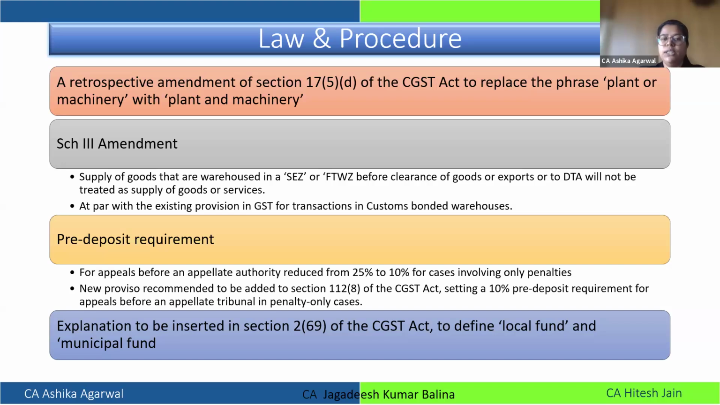Now, another thing is about Schedule 3, which deals with supplies that will be neither a supply of goods nor a supply of service. Over there, they have said that where goods have been warehoused in an SEZ area or free trade zone, no GST will be applicable until and unless the same is moved to a domestic area. So within that zone, GST will not be applied until it is moved to the DTA. And this is in line with the customs provision they have made.